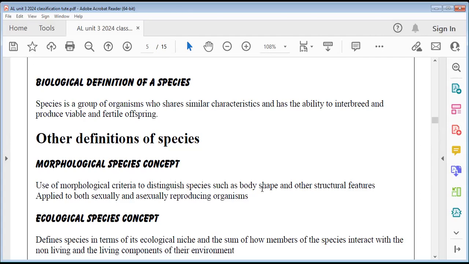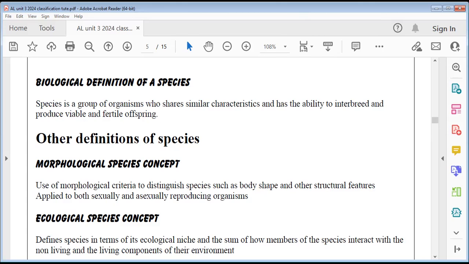For the group of organisms who have the ability to undergo sexual reproduction only, we can do this. Am I right? They have to interbreed, no? So if there are organisms living in the world that can't do any sexual reproduction, there are many organisms living in the world like that.